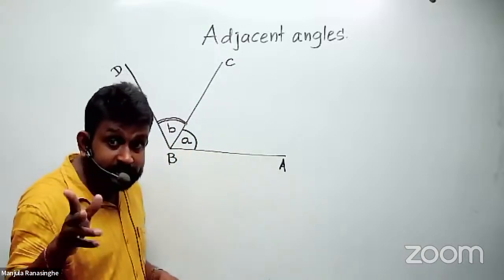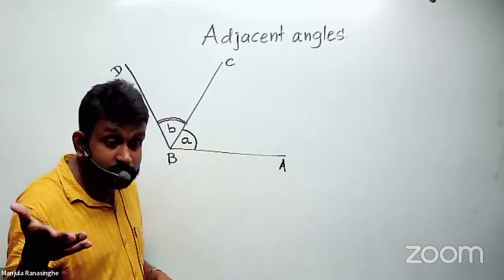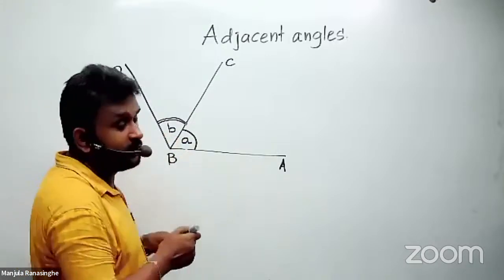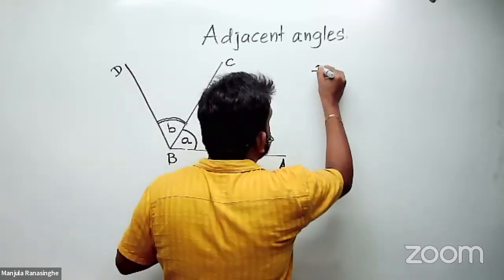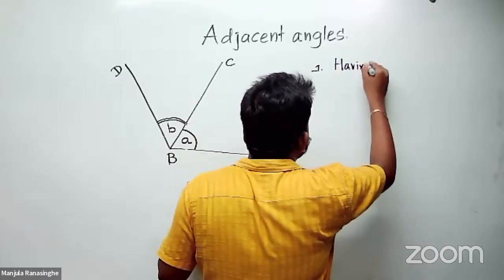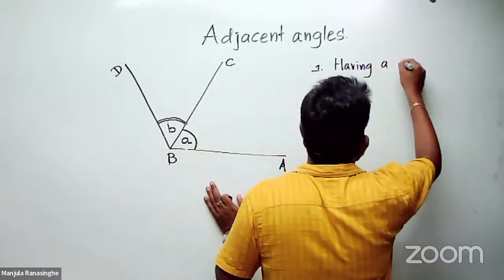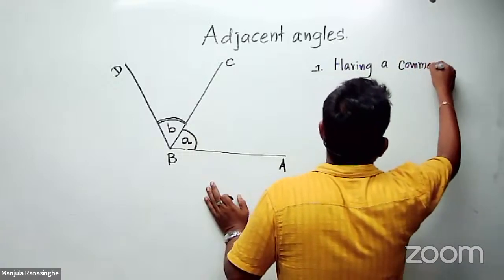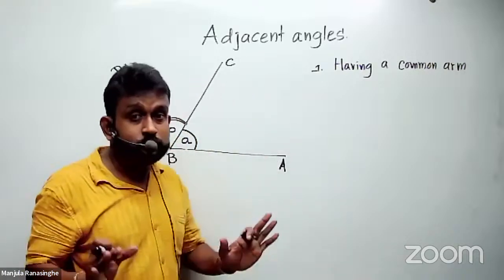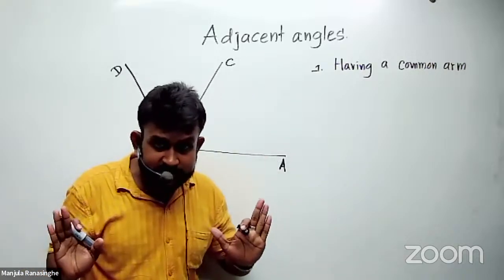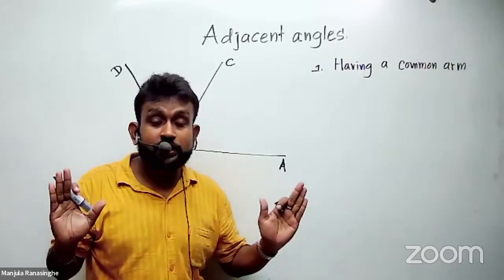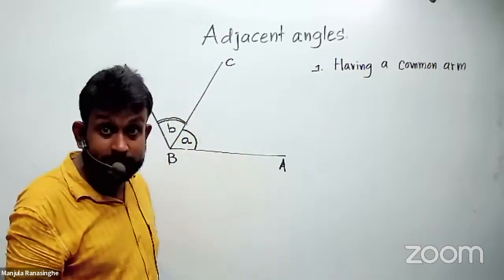So here, what are the two angles we are checking whether they are adjacent or not? A and B. We are checking whether A and B are adjacent or not, right? So the first condition, there should be a common arm. Firstly there should be a common arm, right? For two angles to become adjacent angles, there should be a common arm, right? So what is the common arm here?